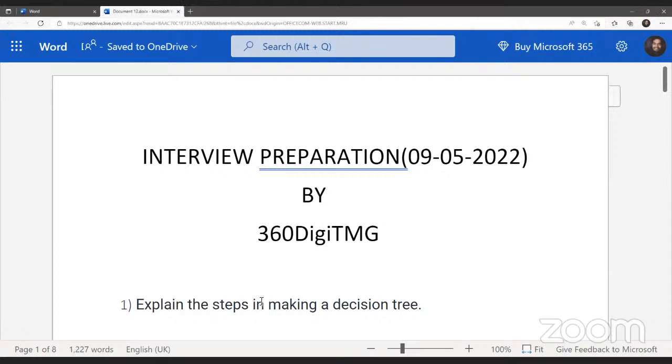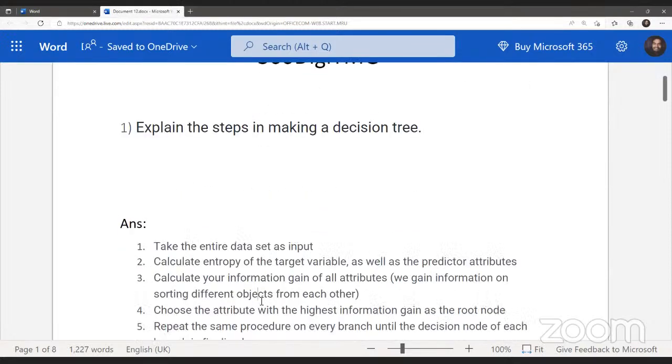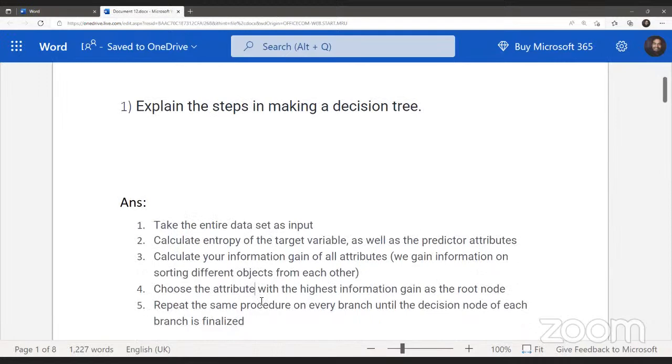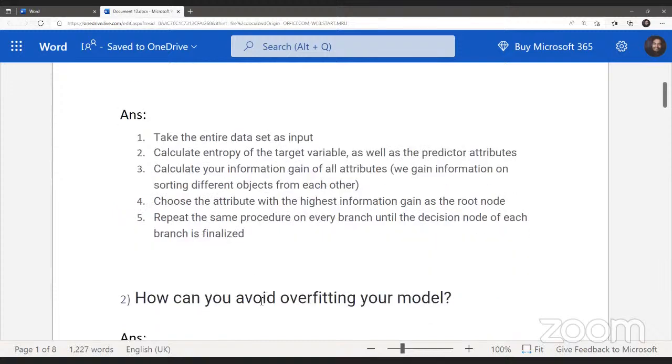So as we look into this, take the entire data set as an input. Then you have to calculate the entropy of the target variable, which is kept as the predicted attribute. Then you can calculate the information gain of all the attributes. Then you choose the attribute with the highest information gain as the root node. And you have to repeat the same procedure for each and every branch until the decision node of each branch is finalized.